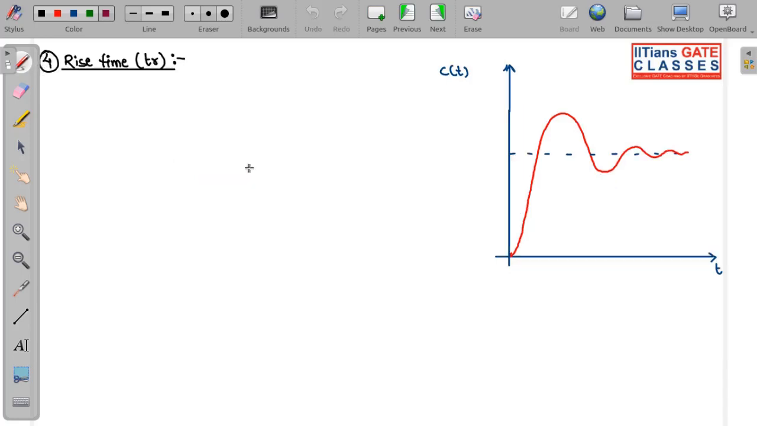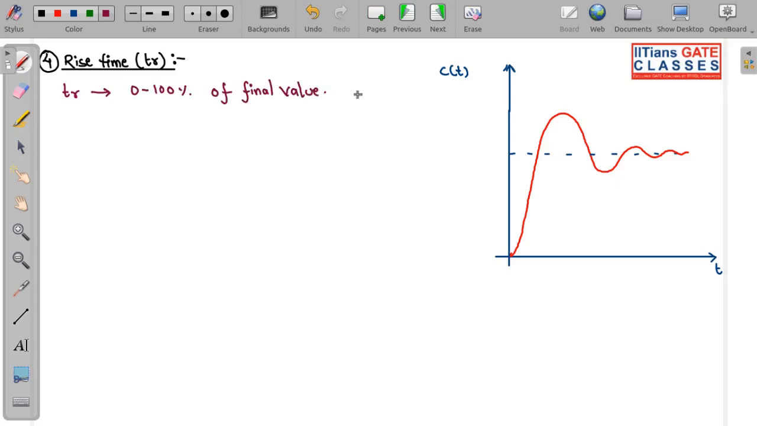The next we have over here is your rise time. For your underdamped system, your rise time is your 0 to 100% of your final value. So rise time for your underdamped system is the time taken by the response to reach from 0 to 100% of final value. That is known as your rise time.